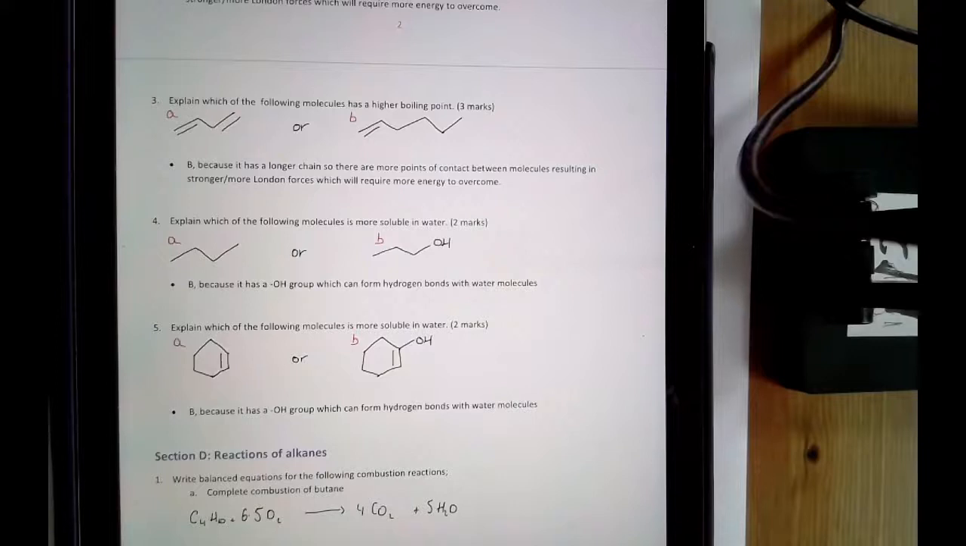In the next video, I'm going to go through section D, which is reactions of alkanes.